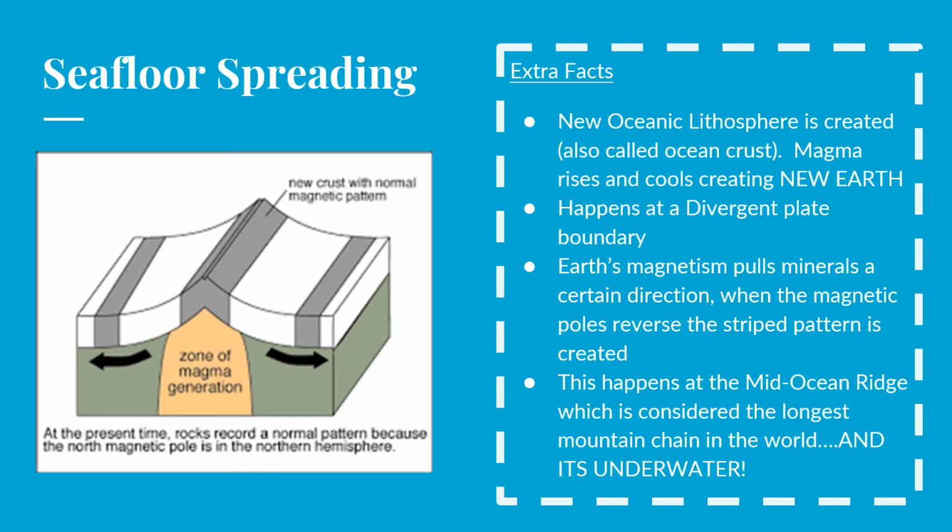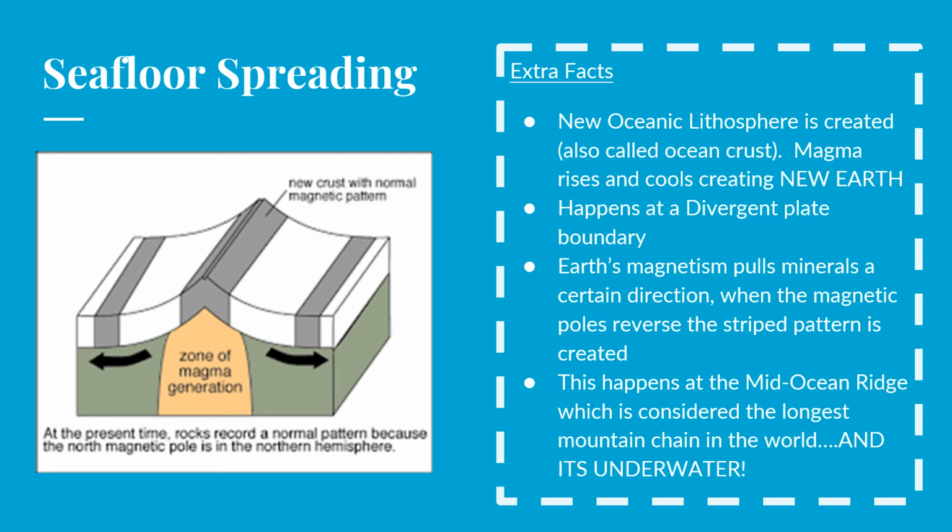So as we look at seafloor spreading and we look at this picture, there's a couple clues that we have that this is a divergent boundary. We see that the arrows are moving away from each other. They're diverging or dividing. We see the magma rising. We see the mid-ocean ridge, and we see the magnetic stripes. All of those are clues to let you know this is a divergent boundary.